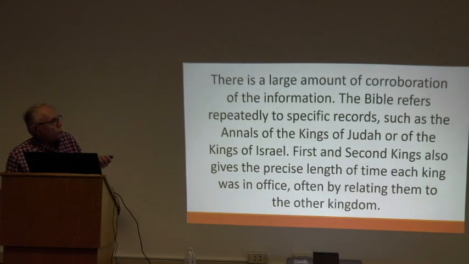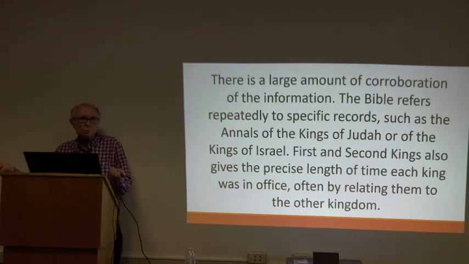There's a large amount of corroboration of the information. The Bible refers repeatedly to specific records, such as the annals of the kings of Judah or the annals of the kings of Israel. And the 2 books in the Bible, 1st and 2nd Kings, also give the precise length of time each king was in office, often by relating them to the other kingdom.